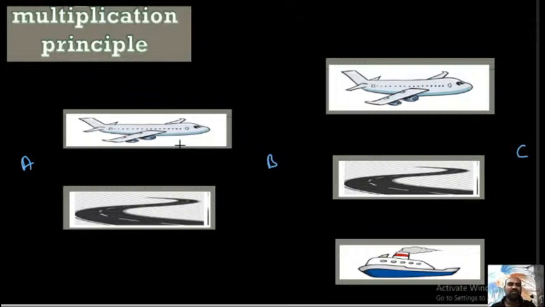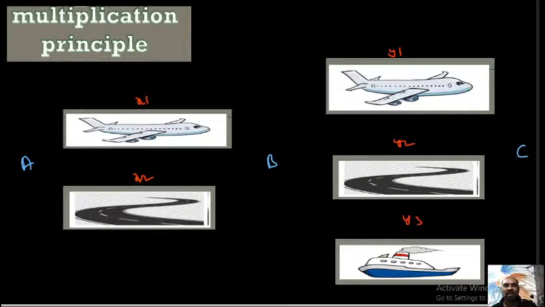Somebody will say 1, 2, 3, 4, 5 ways. That becomes the wrong answer. 5 is not correct. How many different ways can you travel? I will show you. Observe. For example, this is the x1 route, say this is the x2 route. This is the y1 route, this is the y2 route, and this is the y3 route.